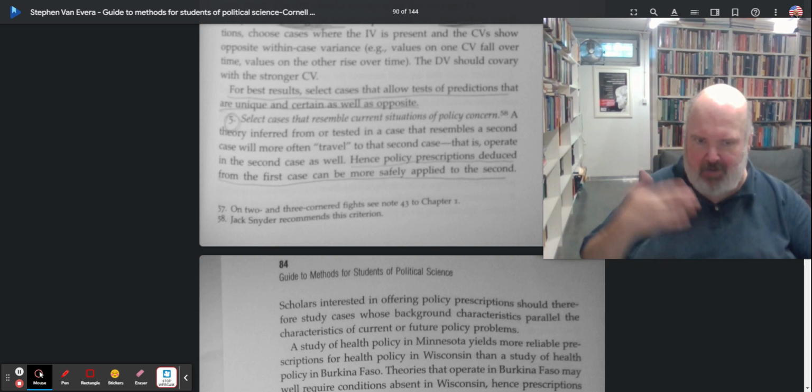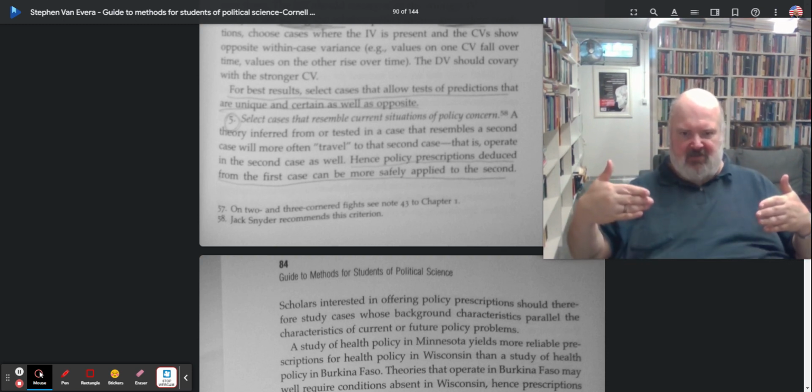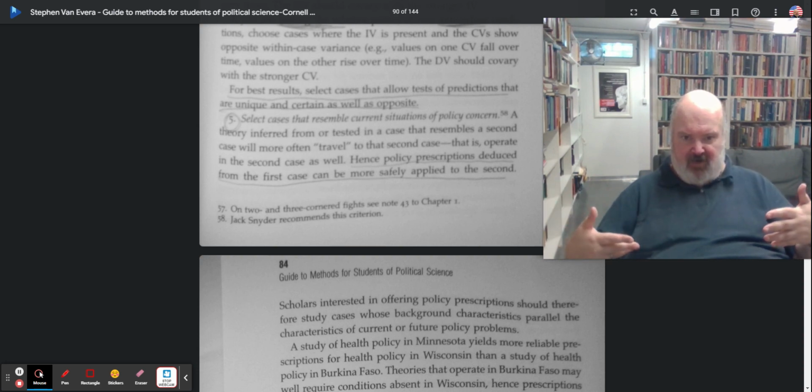So what are the current problems and policy concerns? A theory inferred from or tested with a case that resembles a second case will more likely travel to the second case, that is, operate in the second case as well. Hence, policy prescriptions deduced from the first case can be more safely applied to the second. So the idea is to look for policy situations, and you should find cases that are similar in that sense, with the same policy prescriptions.